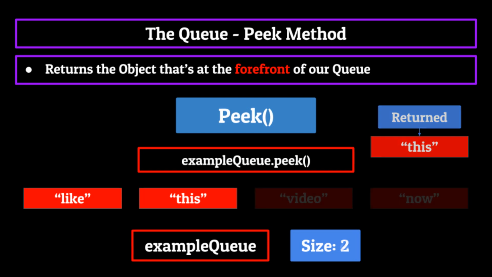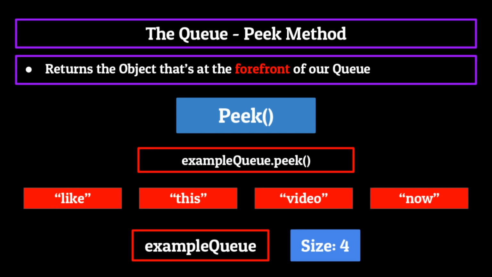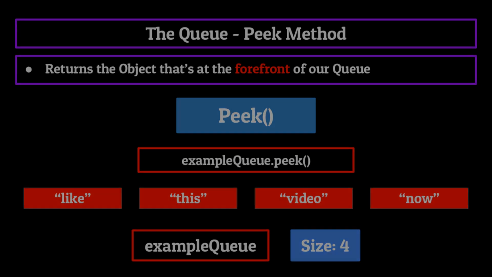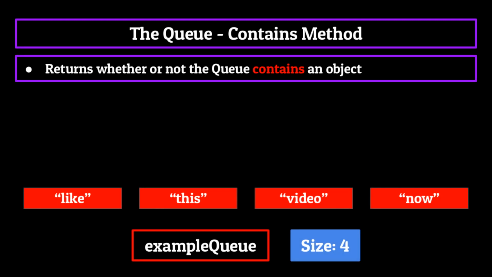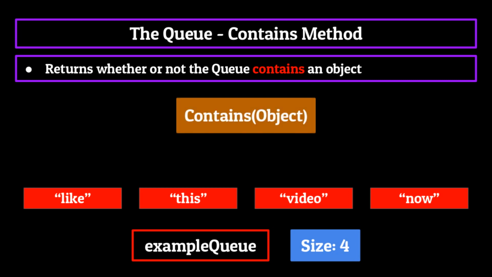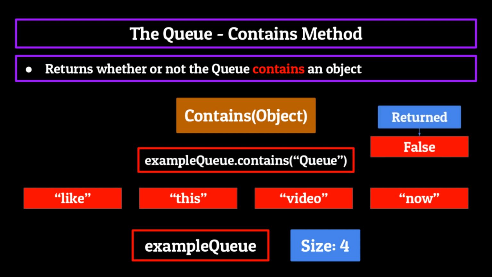Again, let's add "video" and "now" back into the queue for our next and final method. That method, of course, being the contains method. The name pretty much says it all. The contains method will take in an object and will return a boolean of whether or not the queue contains that object. Running it on our example queue with an argument of "queue" would return false, because as you can tell, there is no "queue" string contained within our queue.